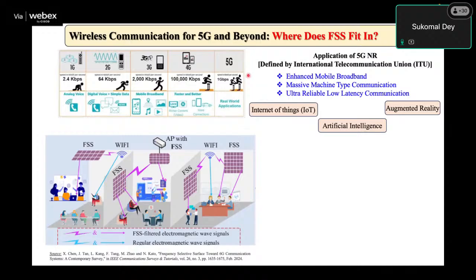And that is one of the very important problem statements: how to make the entire phased array system broadband. Now let us see that.